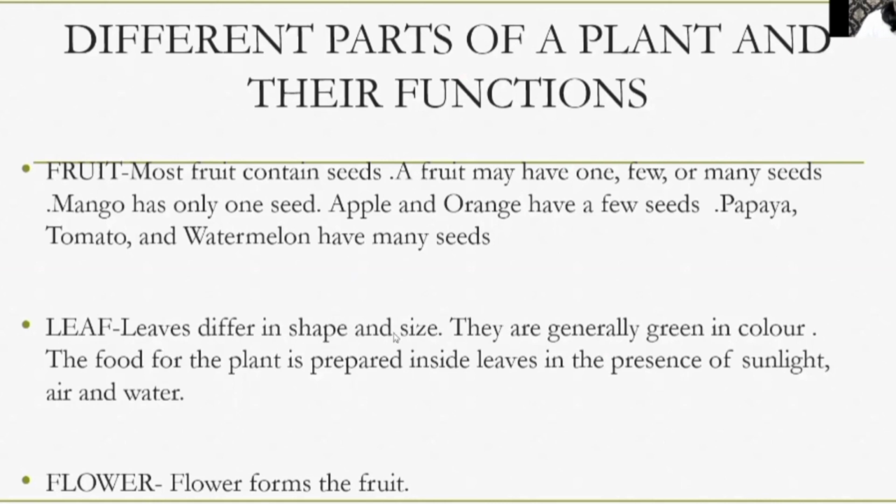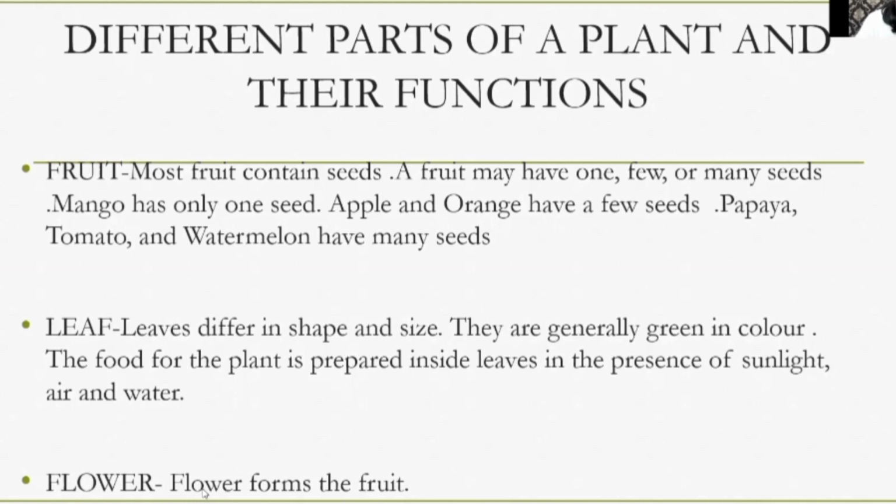Okay, coming to leaf. Leaves differ in shape and size. They are generally green in color. The food for the plant is prepared inside the leaves in the presence of sunlight, air, and water. So we and animals move from one place to another to get our food, but leaves prepare their own food in the presence of sunlight, air, and water.